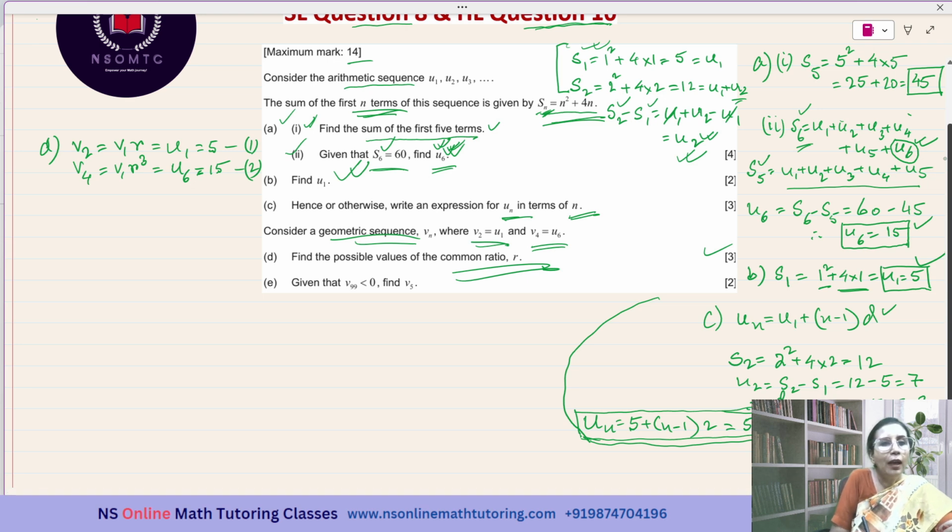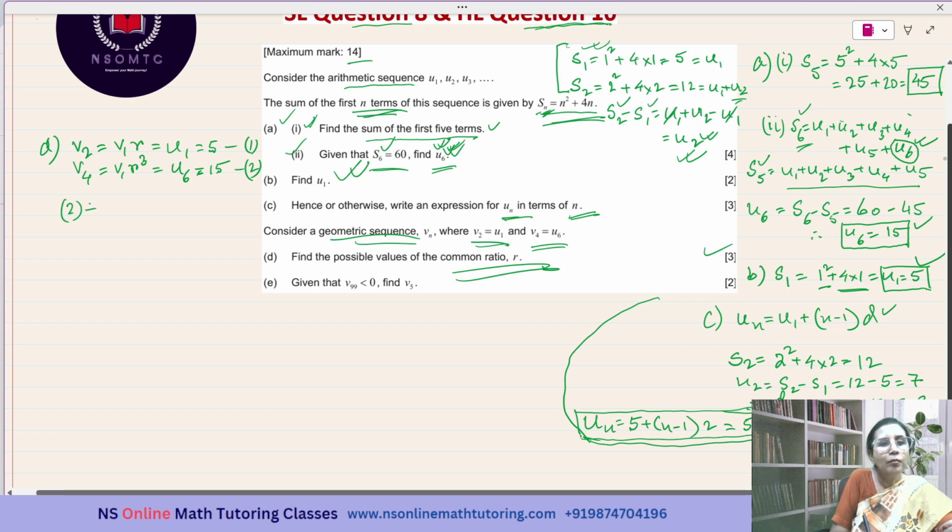Therefore, we are dividing equation 2 by equation 1. So it is V1 R cube over V1 R, which should be equal to 15 over 5, which is equal to 3. These two will get cancelled and we have R square is equal to 3, which implies if we take the square root of both the sides, we will get R's value as plus minus square root of 3.